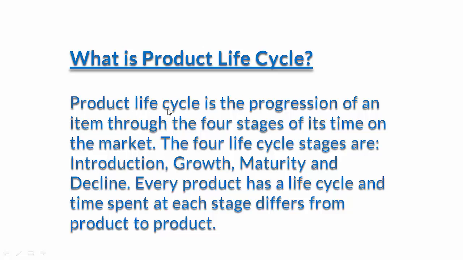A product life cycle is the progression of an item through the four stages of its time on the market. The four life cycle stages are the introduction of the product, the growth, maturity, and then ultimately decline of the product. So every product has its own life cycle, and the time spent at each stage will differ from product to product. And there are many other things that will differ in every stage, like the pricing, the margins, the competition, all those things come into the picture.